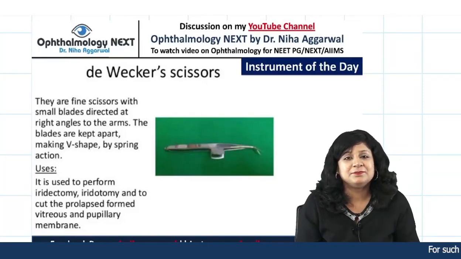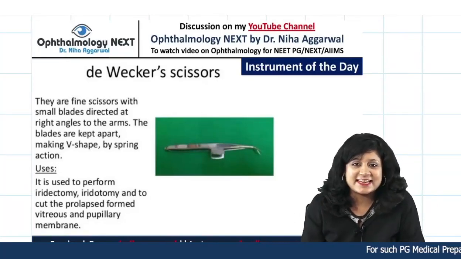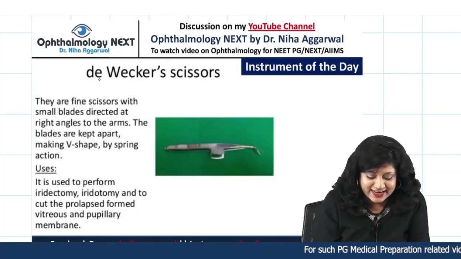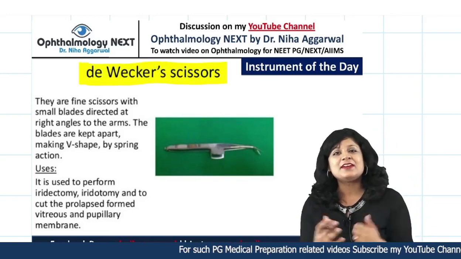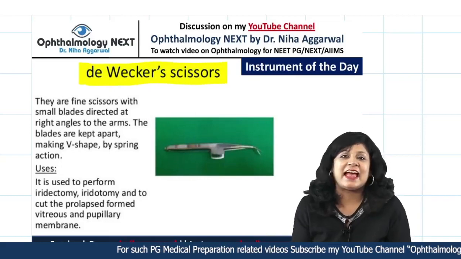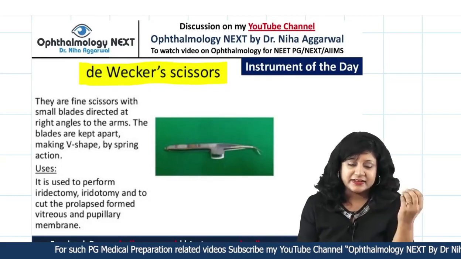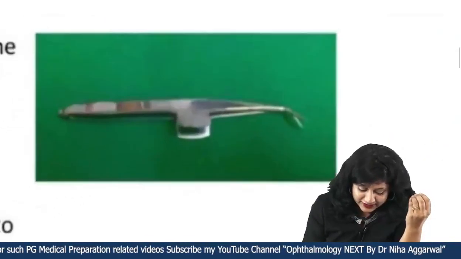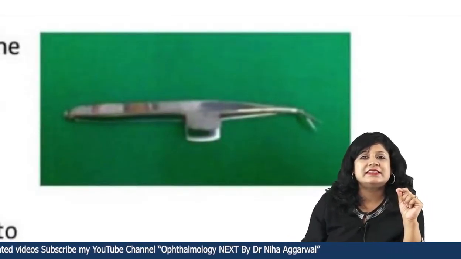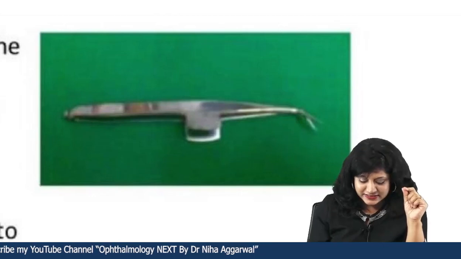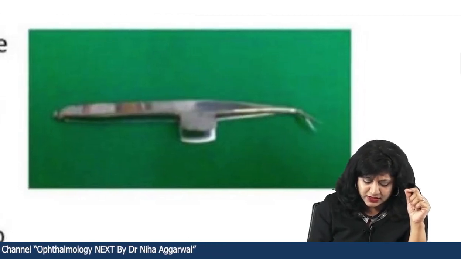Hello guys, welcome to the instrument series, and our instrument of the day is the De Wecker's scissors. Its action is also quite typical, as its name suggests, and let's see what its shape is and what its use is. Now this De Wecker scissors is a typical kind of instrument.